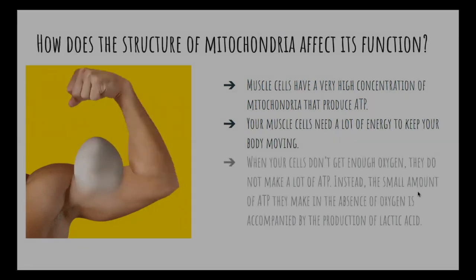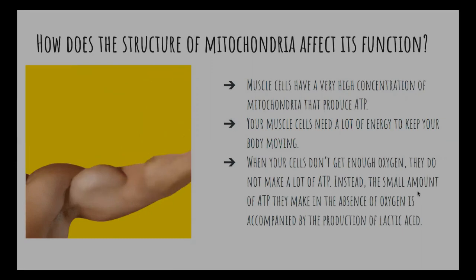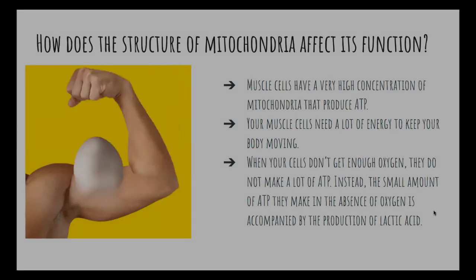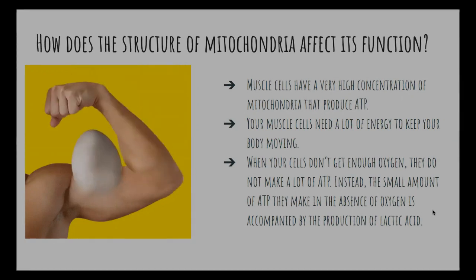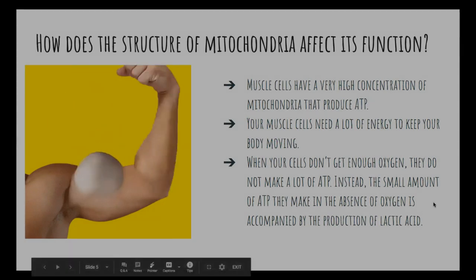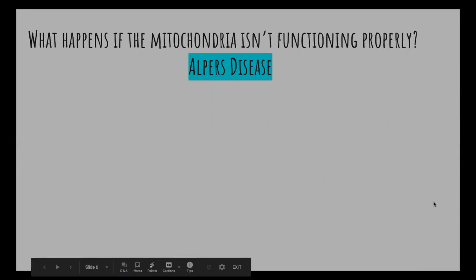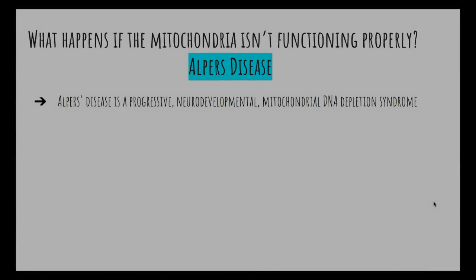through the day. When your cells don't get enough oxygen, they do not make a lot of ATP. Instead, the small amounts of ATP they make in the absence of oxygen is accompanied by the production of lactic acid. So what happens if mitochondria isn't functioning properly?